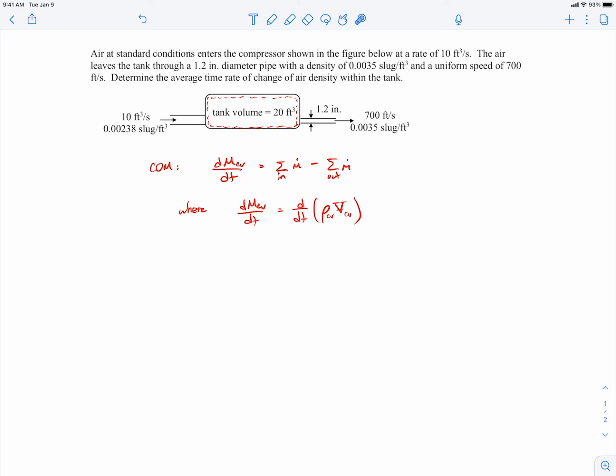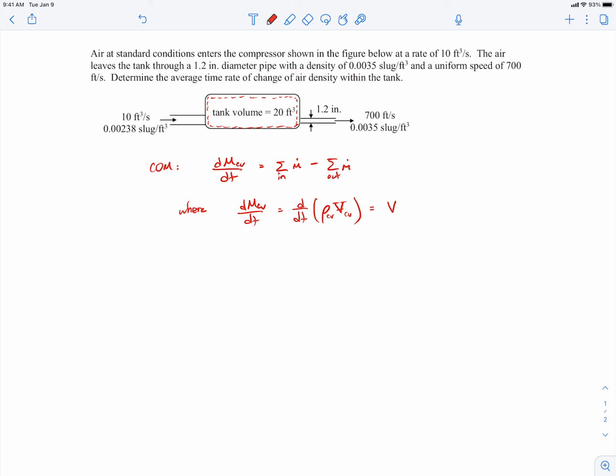I've just expanded the mass in the control volume to be the density times the volume. Now, the volume of the control volume here is not changing. It's a rigid tank, and so you wouldn't expect the tank volume to change. Normally these are made out of steel, for example, so that volume is not going to change. The density of the air inside that control volume, however, potentially will change with time. That's in fact what we're trying to find here, how that air density changes.